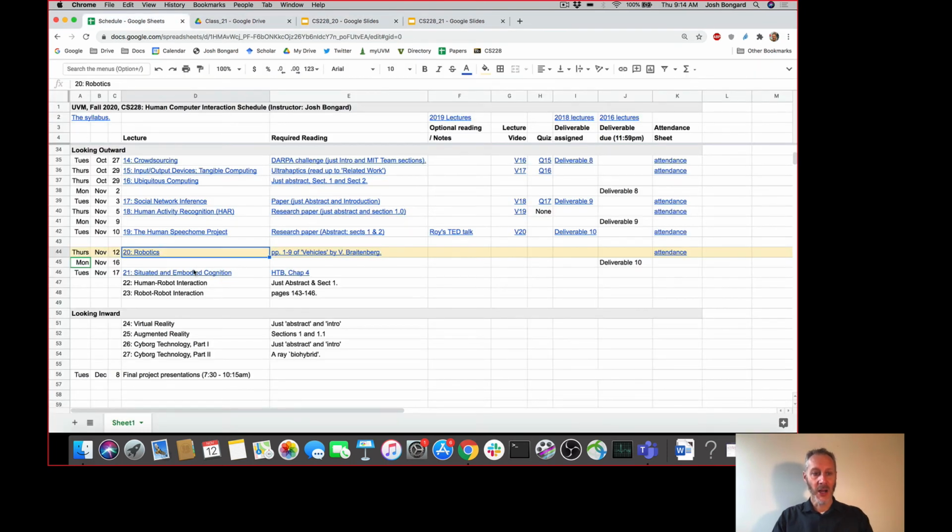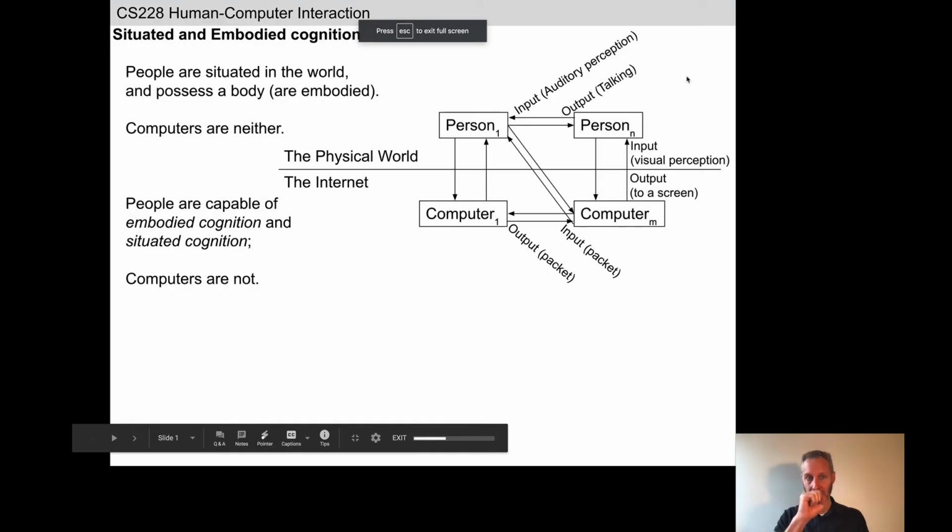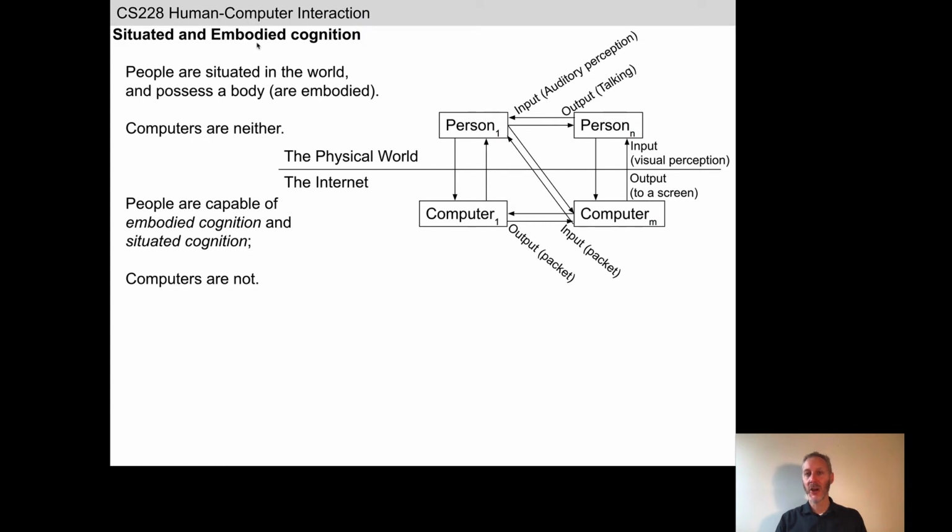We're going to move on now and talk about some ideas from philosophy and psychology that influence the design of robots, and again, that are related to HCI. We're going to talk about two aspects of cognition, and both of these aspects of cognition are not about the internals of cognition. We talked about that in our psychology section, when we talked about attention, memory, and so on. Situated and embodied cognition are aspects of our cognition that rely on the fact that we are situated in the world or embodied. We have a body.